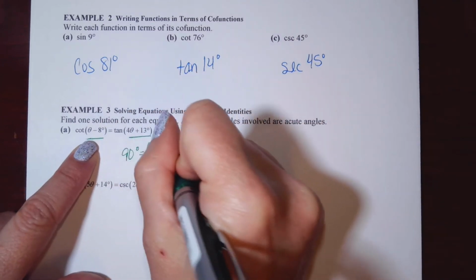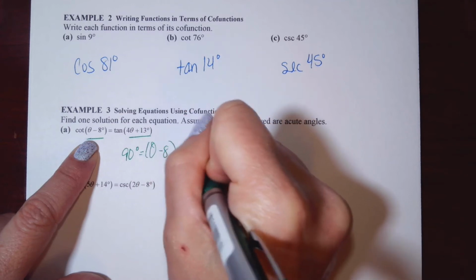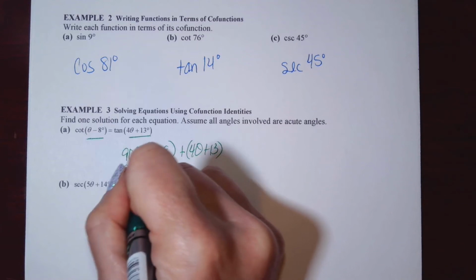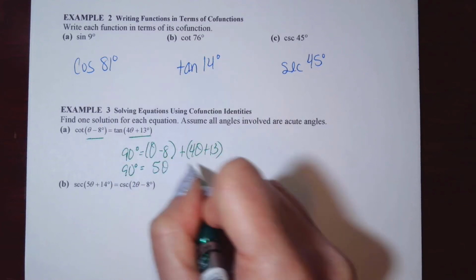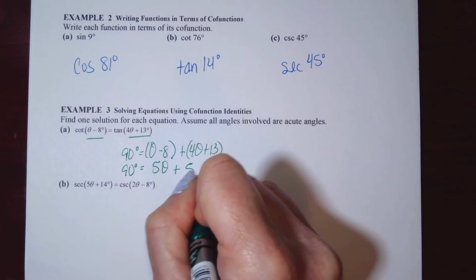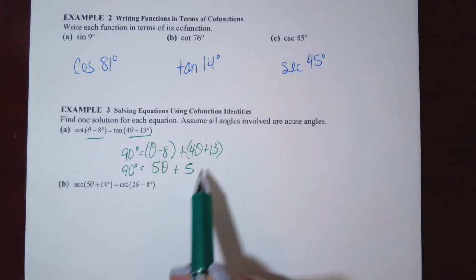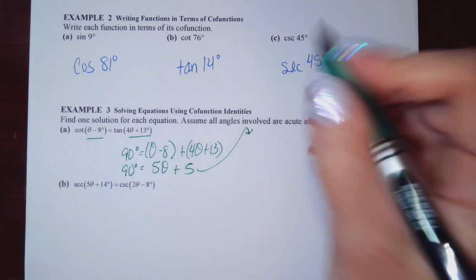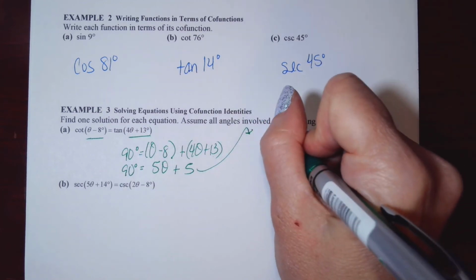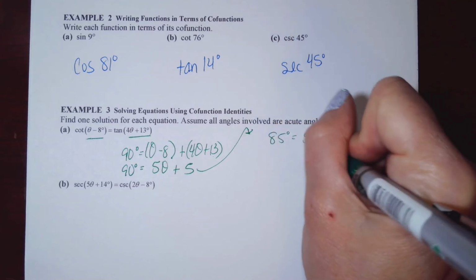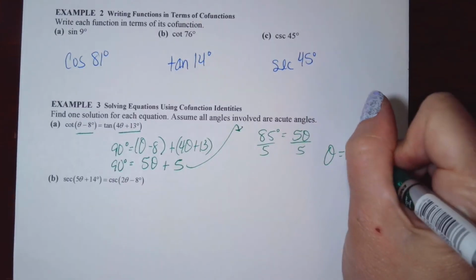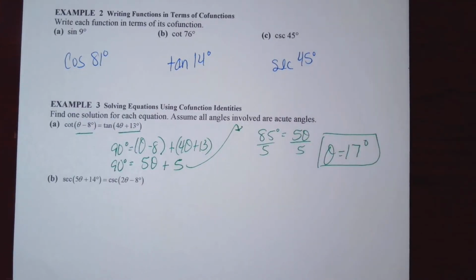So I've got theta minus 8 plus 4 theta plus 13. Well, 90 degrees is going to be equal to 5 theta plus 5, because negative 8 and 13 gives me a positive 5. When I move that 5 over, I'm going to have to subtract it. So 85 degrees is equal to 5 theta, and theta comes out to be 17 degrees when I divide out that coefficient 5.